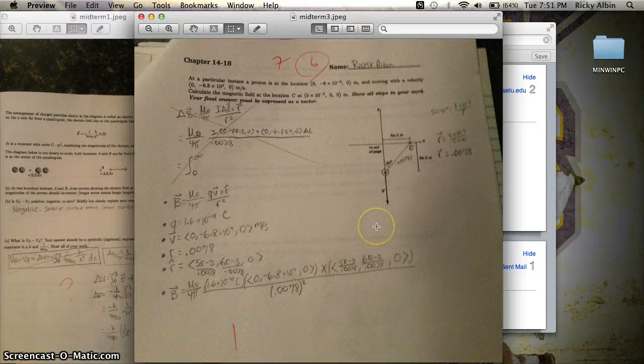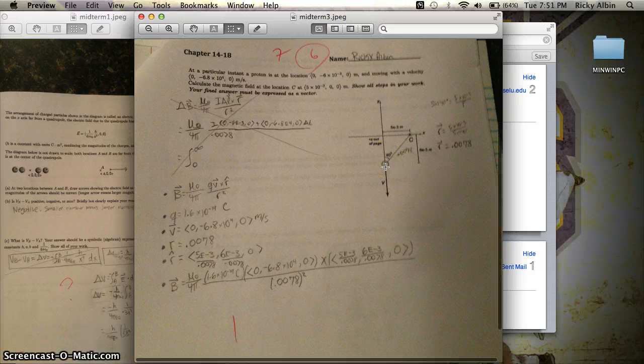But looking at the problem, let's see what direction it should be. QV cross R. R is, let's see, on the plane. It should be in the positive z direction, if I'm not mistaken. Right hand rule. So, yeah, that's about it.